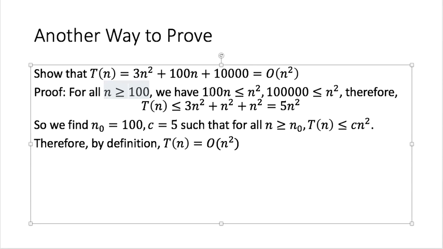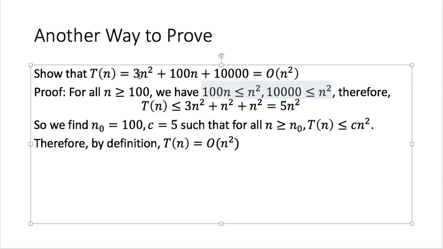100n, and n is greater than 100. So 100 is less than n. 100n is less than or equal to n squared, right? And 10,000 is 100 squared. Since n is greater than 100, 10,000 is less than n squared.